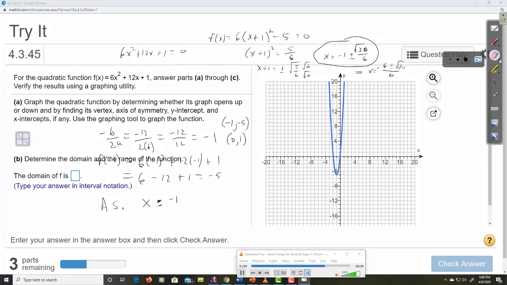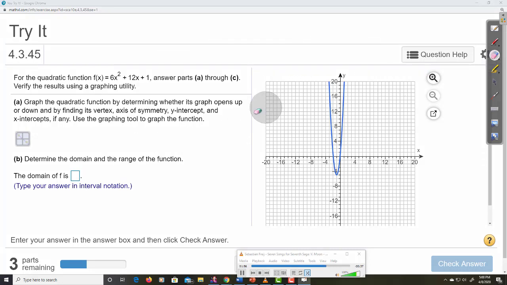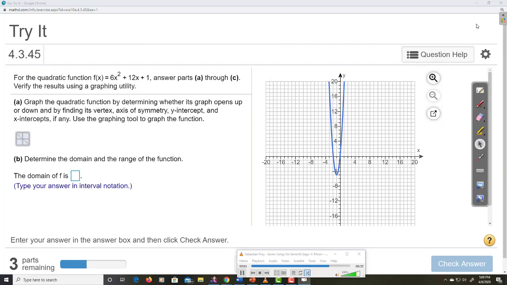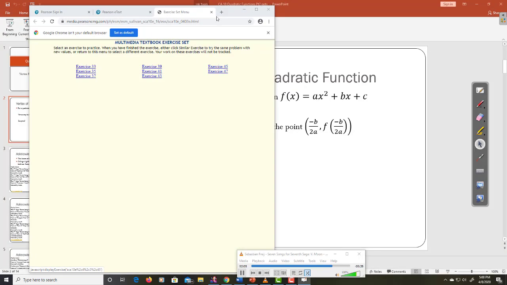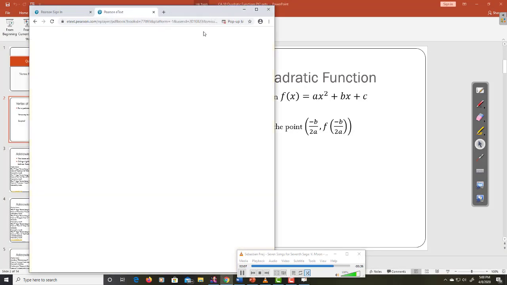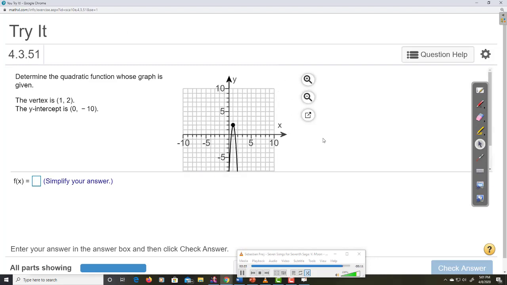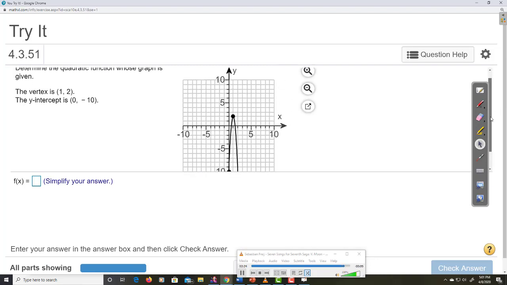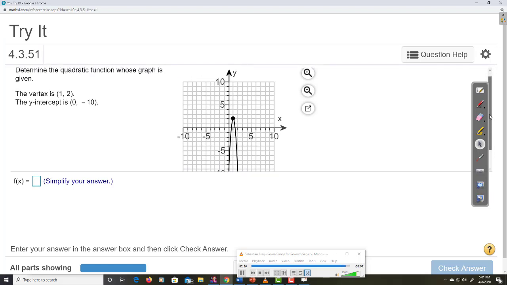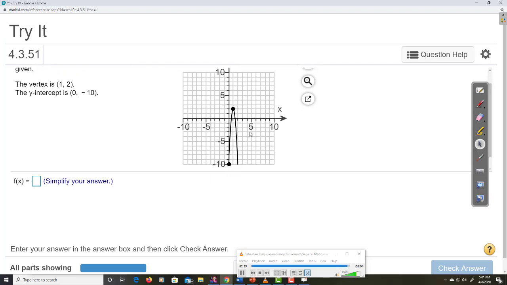Alright, before we leave this and go on to some applications, I wanted to look at one more problem from this section. I'll zoom in a little bit. So, determine the quadratic function whose graph is given. So we have this graph. We need to figure out what the quadratic function is that produces this. They tell us the vertex and they tell us the y-intercept.